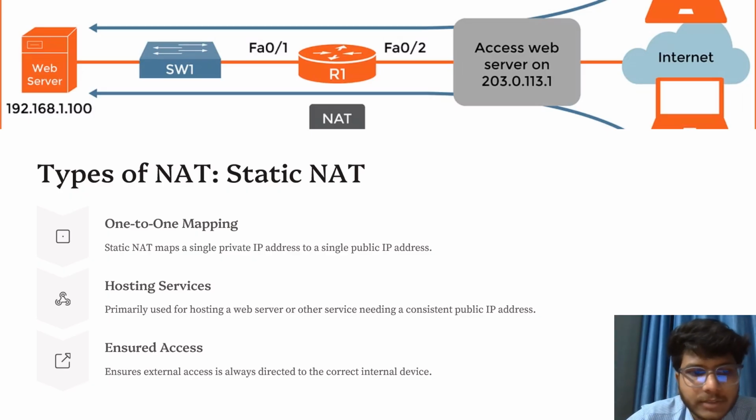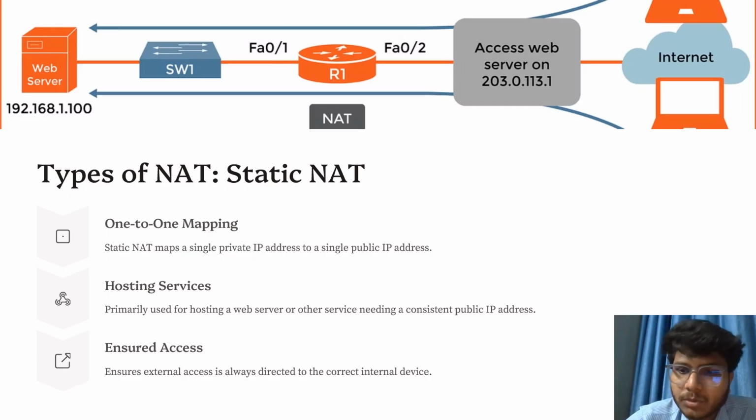So let's take an example of a company. Imagine a company web server running on some private IP. With static NAT, it is permanently mapped to a public IP. When someone enters the public IP in a browser, the NAT forwards the request to the private IP.